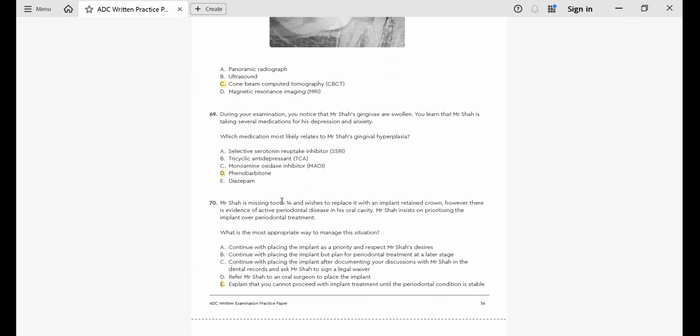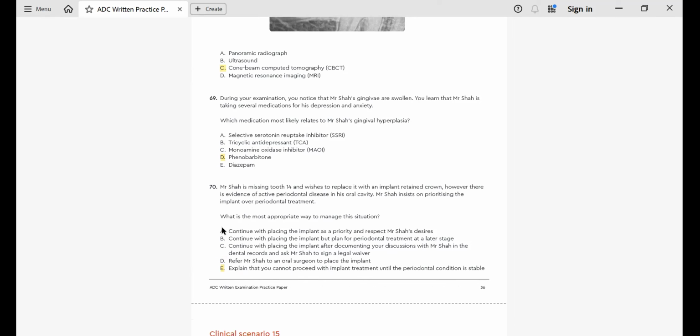media. Mr. Shah is missing tooth 1-4 and wishes to replace it with an implant retained crown. However, there is evidence of active periodontal disease in his oral cavity. Mr. Shah insists on prioritizing the implant over periodontal treatment. What is the most appropriate way to manage this situation? All right. A lot of people I have seen answering A again and again. I don't really understand where they get their concepts from. Your task is to explain that you cannot proceed with implant treatment until the periodontal condition is stable. That's the most important thing.